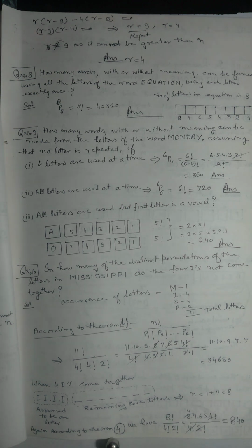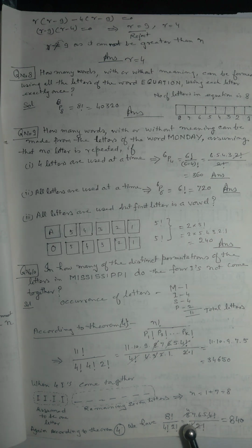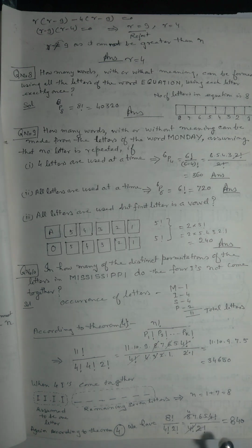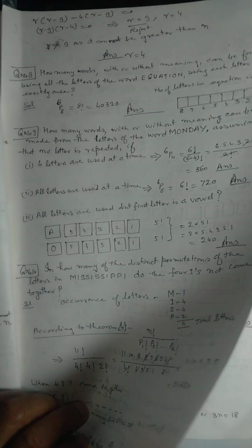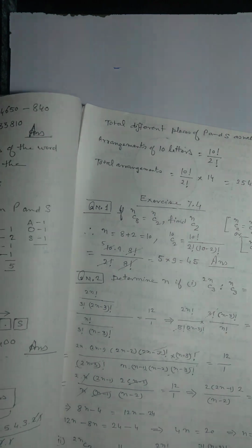Again, according to the theorem 4, we have 8 factorial upon 4 factorial into 2 factorial. Solve it. 8 into 7 into 6 into 5 into 4 factorial whole divided by 4 factorial into 2 factorial, and it will be equal to 840. This is 4 eyes when come together. At that time, this arrangement will be there.